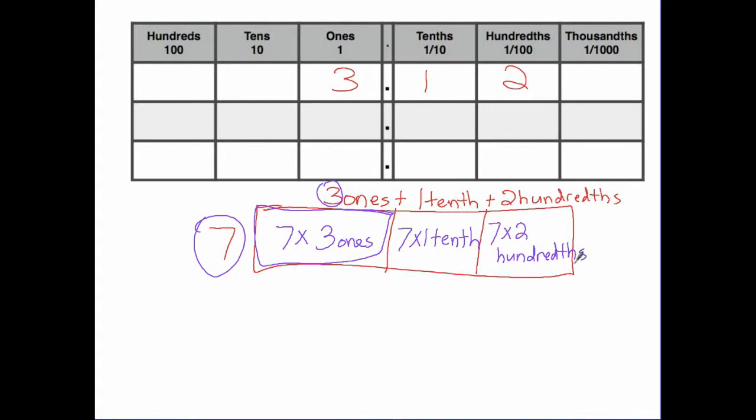So 7 times 3, everybody? 21. Plus 7 times 1/10 would be 7/10. Don't forget the ending. Plus 7 times 2? 14 hundredths, and that looks like this. Equals, and then you have to add them. I kind of like number 9's method better.